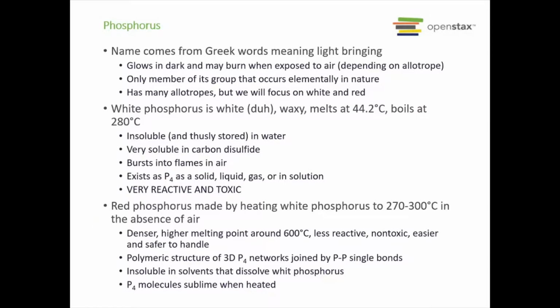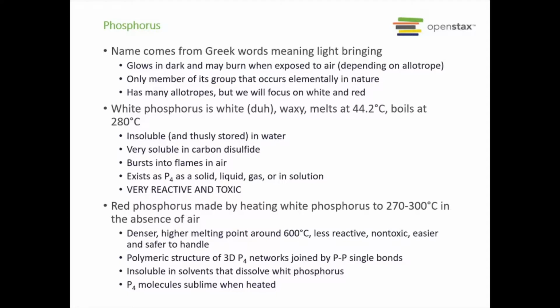So now let's talk about phosphorus. Its name comes from the Greek words meaning light bringing. This is because it glows in the dark, and it can burn when exposed to air, depending on which allotrope you're looking at. It is the only member of its group that actually occurs elementally in nature. So you can find phosphorus just as phosphorus in nature.